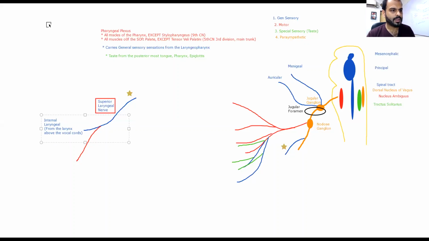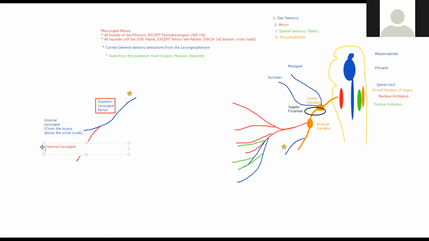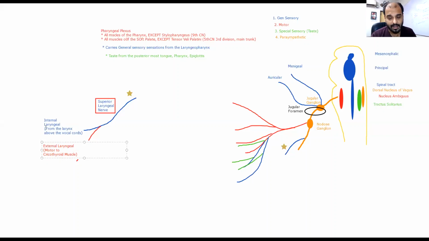Now, and the second nerve, what is its name? This is external laryngeal nerve, which is motor, and it is motor to cricothyroid muscle. Did you get it? I guess there is no confusion. And the important point about this nerve is, the most important point about this nerve was what? This point. We should write it here.